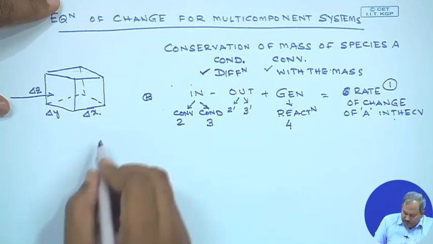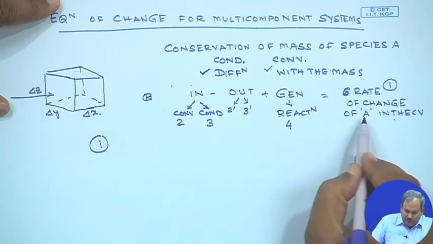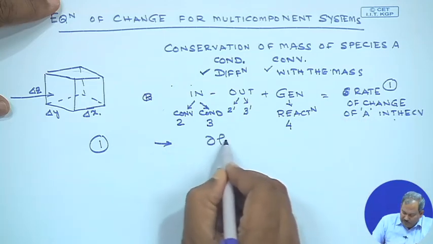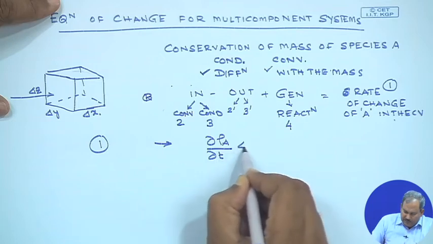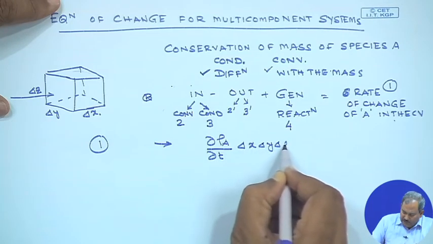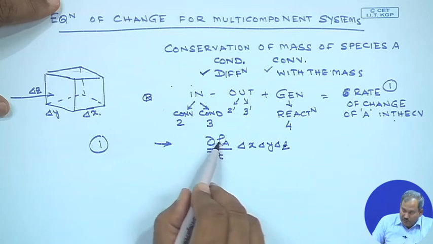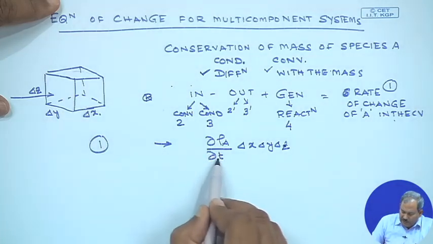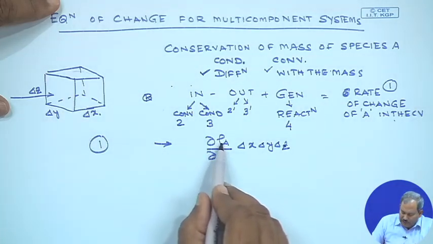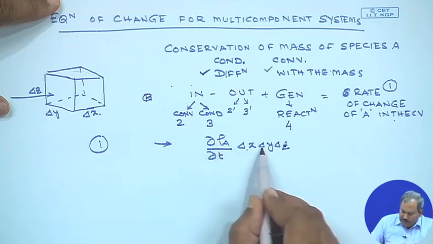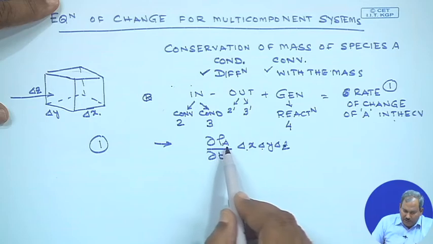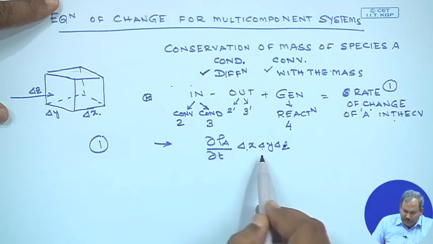So, we start first with 1, which is the rate of change of the mass of A inside the volume element. So, this would simply be equal to del rho A by del t times del x, del y, del z. So, this is the mass concentration of species A inside the control volume. So, it is the time rate of change of mass concentration of A inside the control volume, and when I multiply it with the volume of the element del x, del y, del z, what I would get is simply the term 1, which is the time rate of change of mass of A inside the volume element.